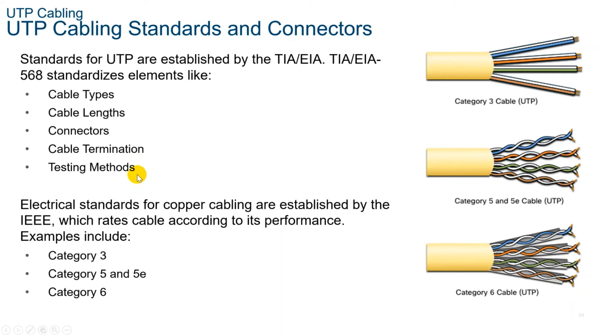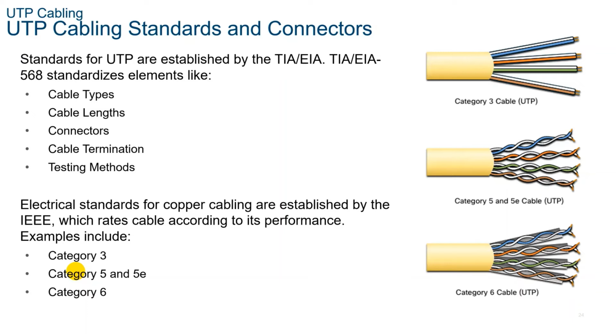The electrical characteristics of copper cabling are defined by the Institute of Electrical and Electronics Engineers, or IEEE. Now, IEEE rates UTP cabling according to its performance. Cables are placed into categories based on their ability to carry higher bandwidth rates. For example, Category 5 cable is commonly used in 100BASE-TX Fast Ethernet installations. Other categories include Enhanced Category 5E or Cat5e, Category 6, and Category 6A. Cables in higher categories are designed and constructed to support higher data rates.